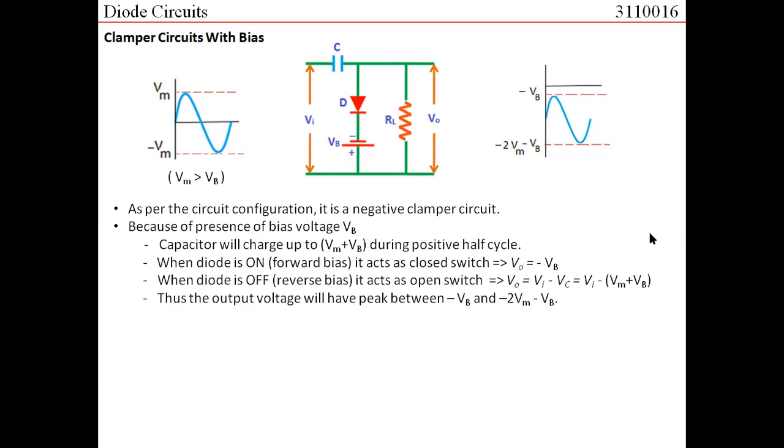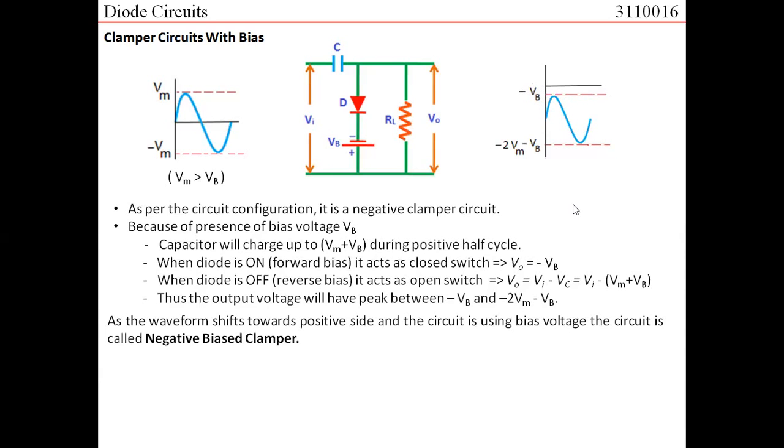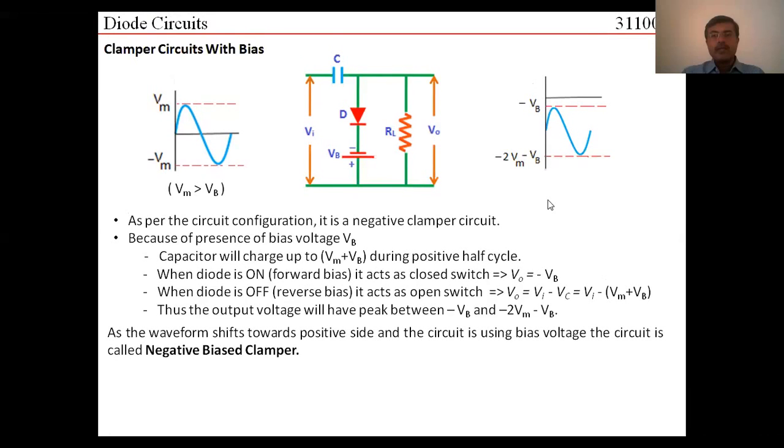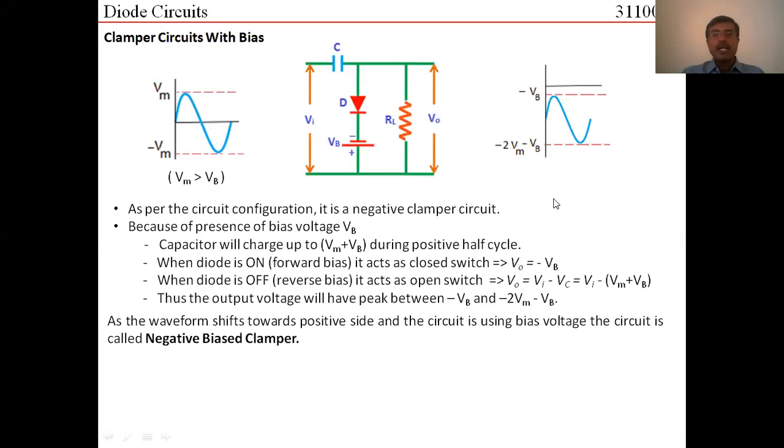So you can understand that the whole signal has been shifted down, not necessarily by the value Vm as happens in unbiased clampers. Here the shifting is by any arbitrary value depending upon what you select the voltage Vb to be. Thus, as the waveform shifts towards the negative side and the circuit is using a bias voltage, we would say that this is basically a negative biased clamper, right?